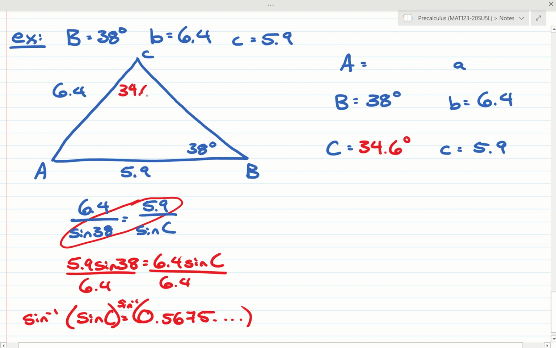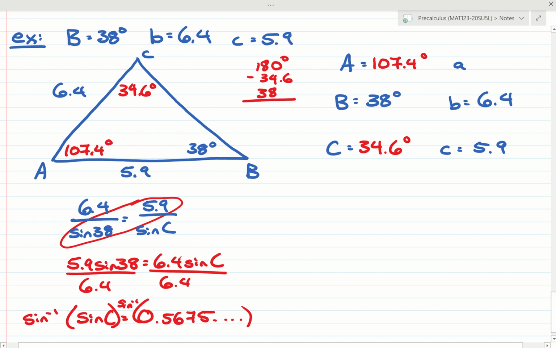Well, if this is 34.6 degrees, we could do 180 degrees minus 34.6 minus 38. My calculator's telling me it's 107.4 degrees. Don't worry about drawing your triangles to scale. It really doesn't matter. Really, drawing them is just helping us to be organized.